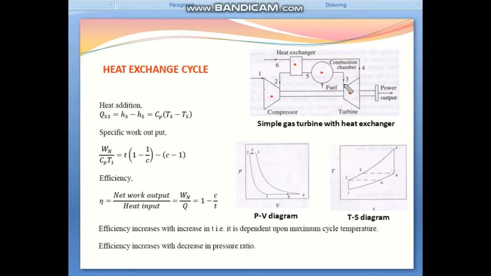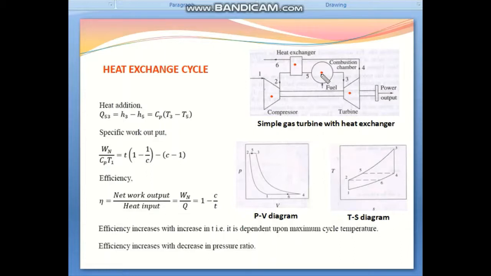This is the 5 to 3 process. So 2 to 5 and 5 to 3, this total process is a constant pressure process. In this TS diagram you can see 2 to 5 and 5 to 3. In 2 to 5, the compressed air gains heat from the flue gas, and 5 to 3 is the combustion chamber process. In this process, the fuel is added and the combustion takes place.